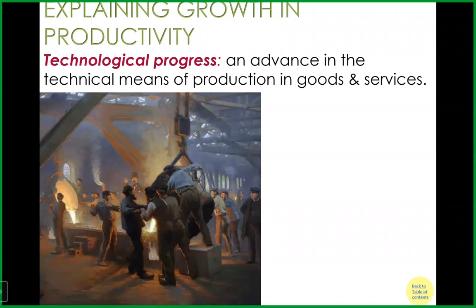Technological progress. That's advancement in how we produce, right? There are plenty of examples. Currently, this technology we are using, like the internet, like Zoom, makes remote collaboration possible, right? That saved lots of time in terms of traveling, and also saved lots of time in terms of coordinating. Okay, so this is technological progress.